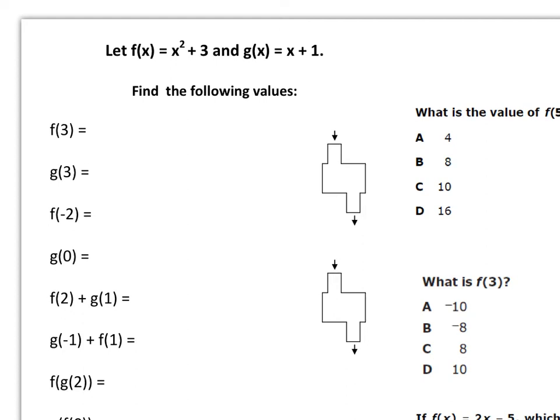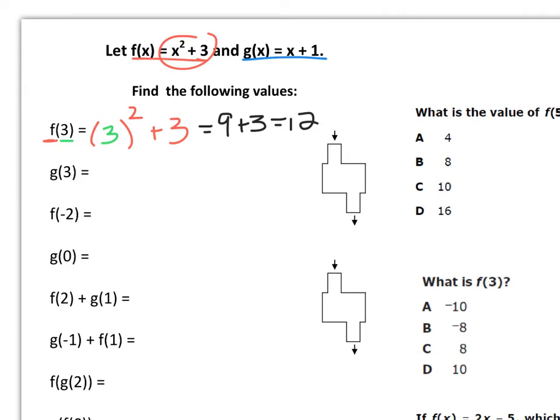So let's try a couple more examples. I'm going to use red for f of x and blue for g of x. Since this first one is saying f of 3, that means I'm going to write my function f of x, making sure to use parentheses. So parentheses squared plus 3, and I'm going to substitute in 3. Remembering PEMDAS, I need to do my exponent first. So 3 squared is 9 plus 3, so that equals 12.